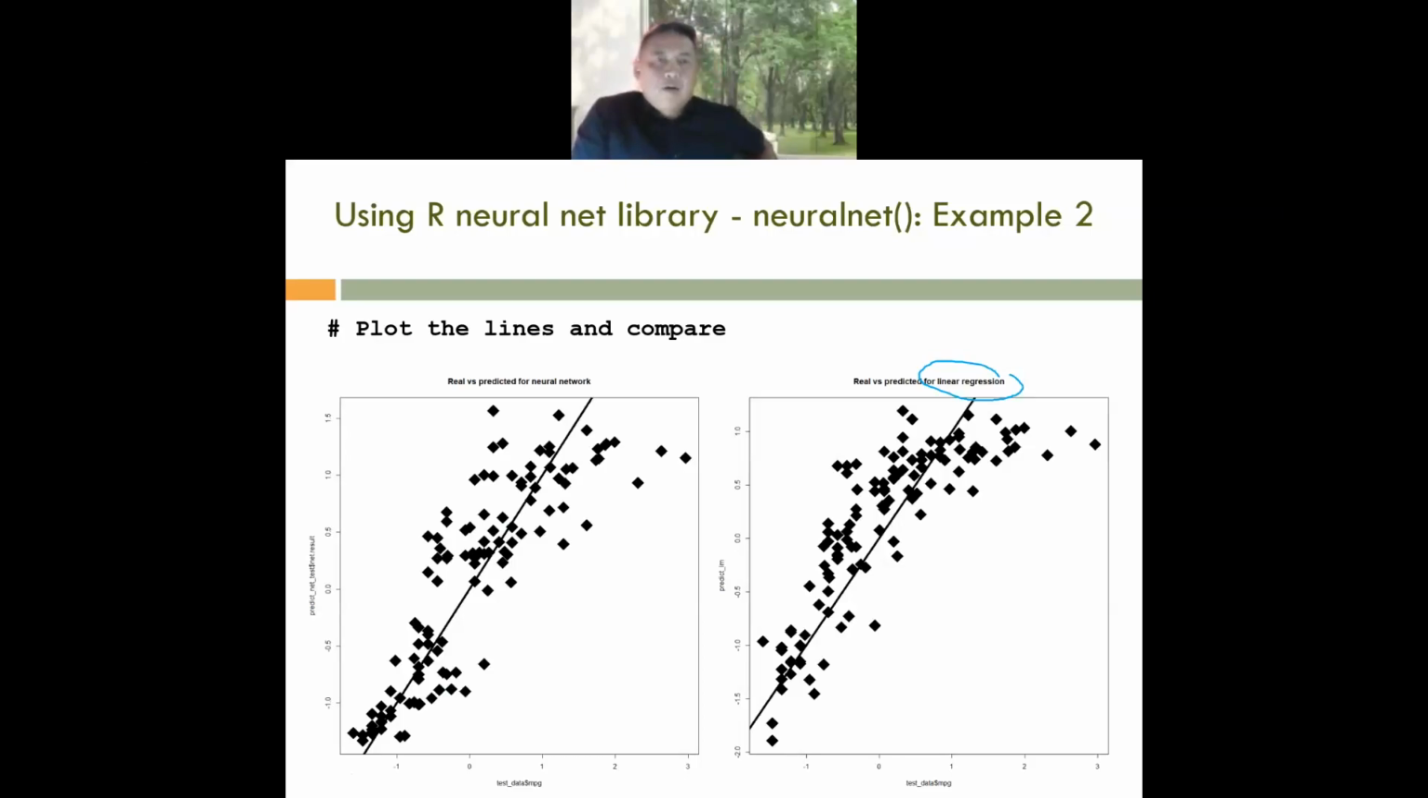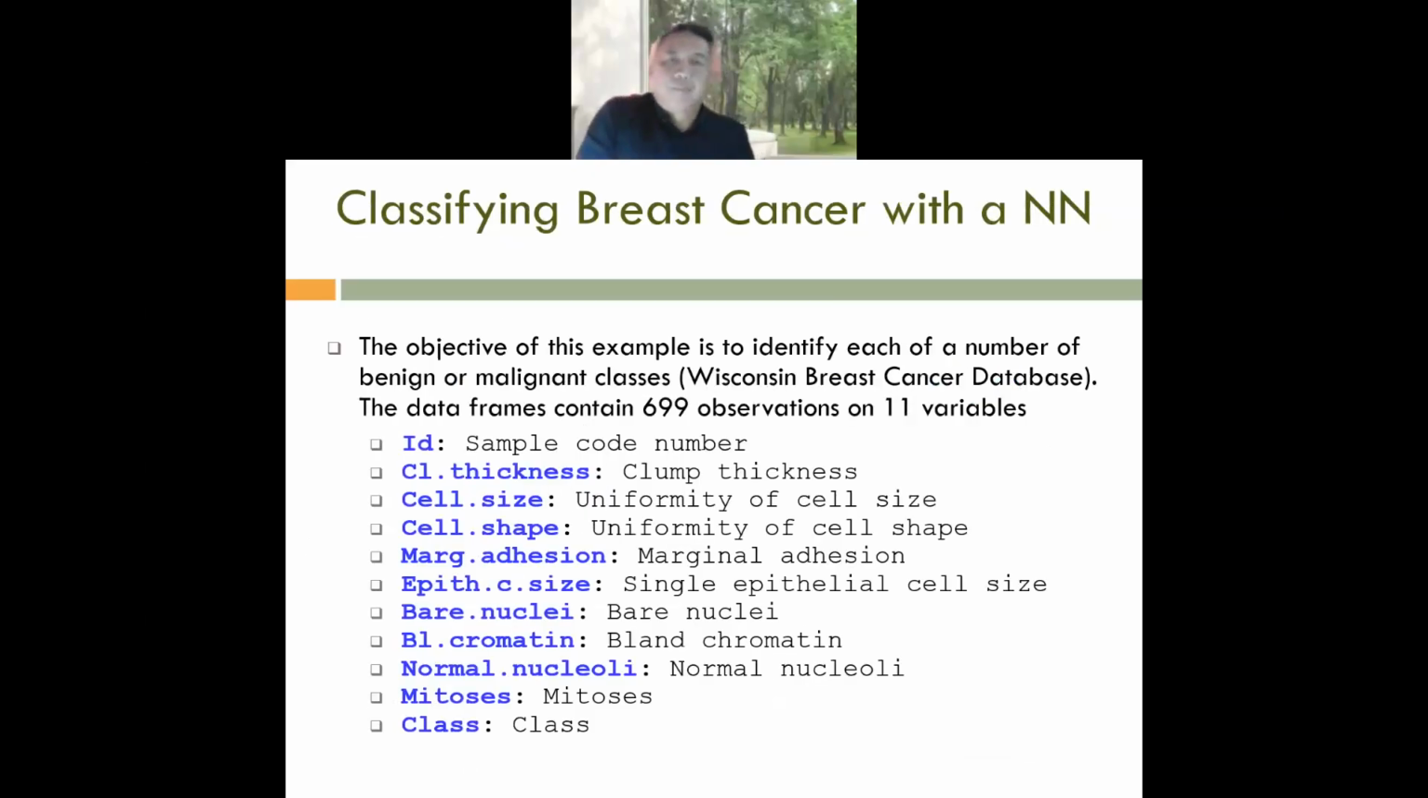Okay, that is the sample application for regression. Now we take a look at how we use the neural network to perform classification. In this example, we have the breast cancer classification. What we have here is the class, which is your dependent variable, and the rest will be your independent variables. We don't need the ID because the ID has nothing to do with the class here.